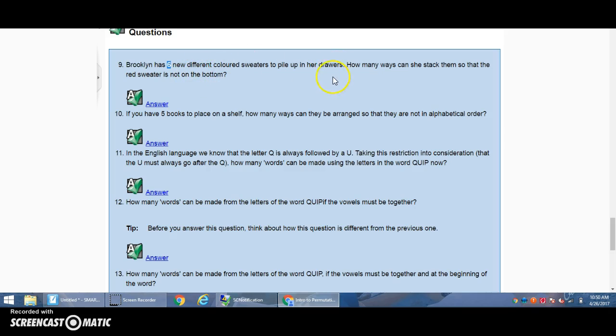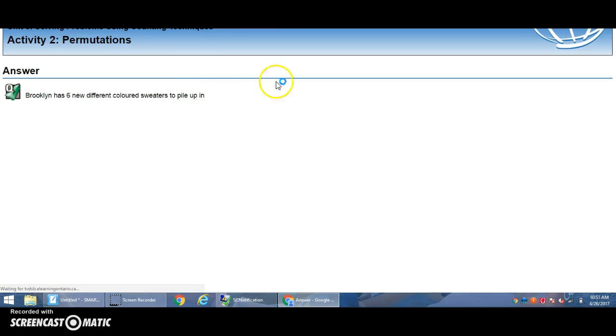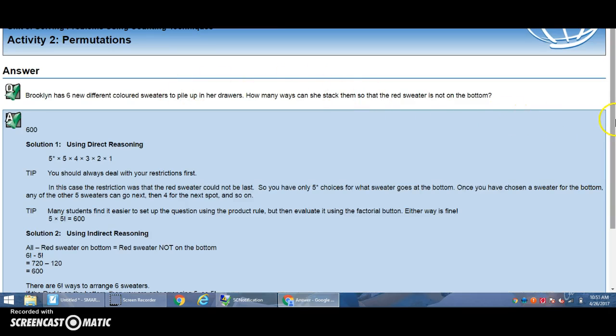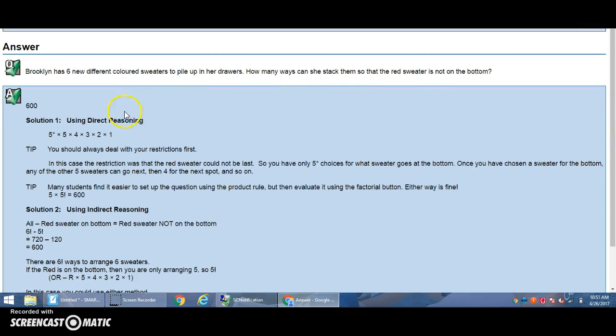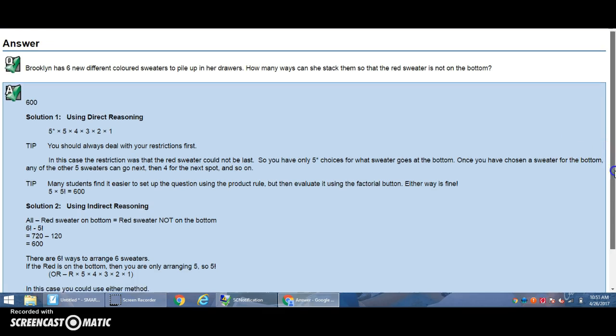Subtract from them all the bad ones, or all the ones where the red one is at the bottom, and then figure out what's left over. Okay, so that's what we're going to do here. First we're going to figure out how many different options there are to line them up, and that's just going to be 6 times 5 times 4 times 3 all the way down.